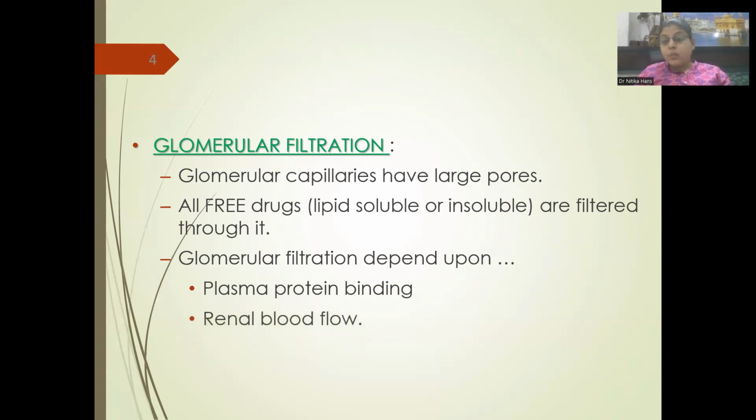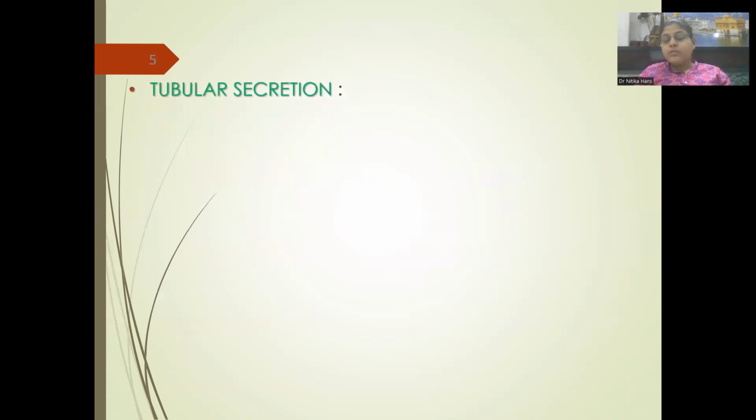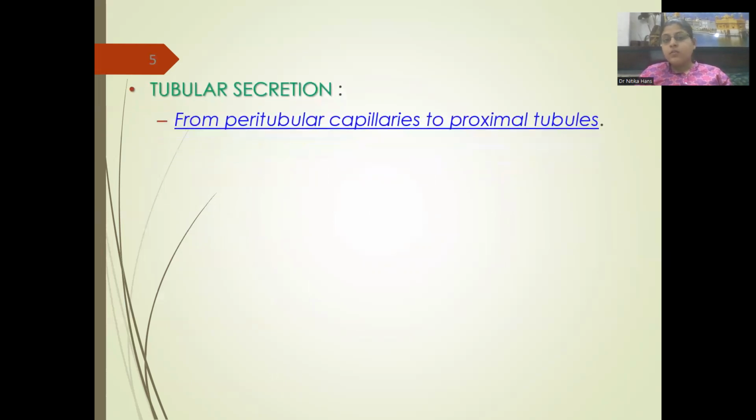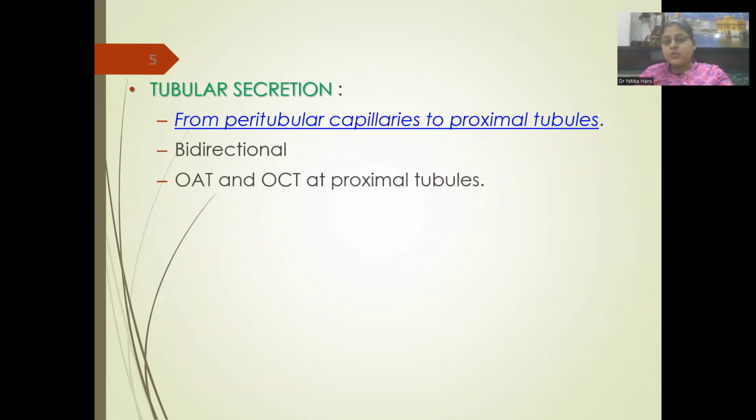Renal blood flow: the more the renal blood flow, the more the glomerular filtration rate. Normal GFR is 120 milliliters per minute. And what is tubular secretion now? It is from the peritubular capillaries to the proximal convoluted tubules, loop of Henle, distal convoluted tubules. Means the drugs are passing from the peritubular capillaries to the proximal tubules. And it is bidirectional.